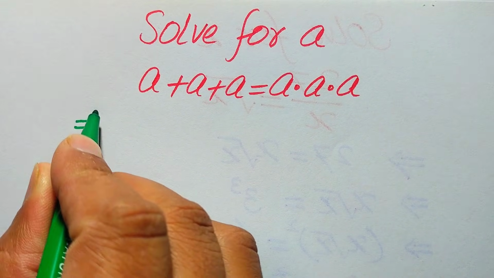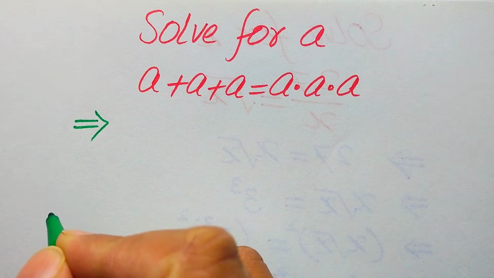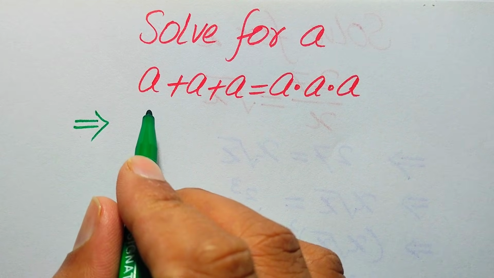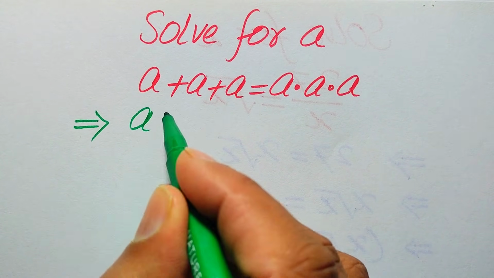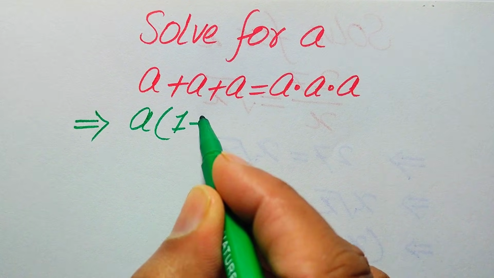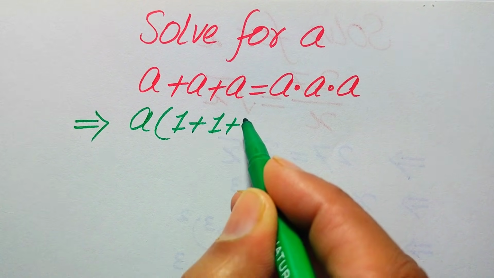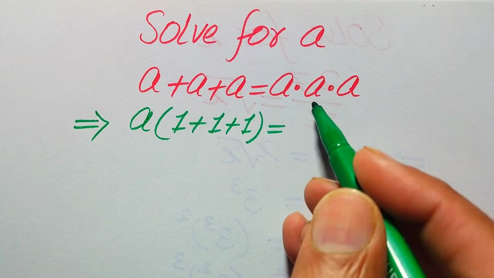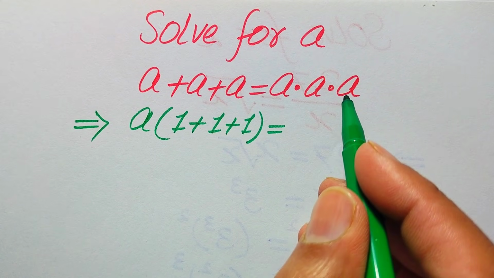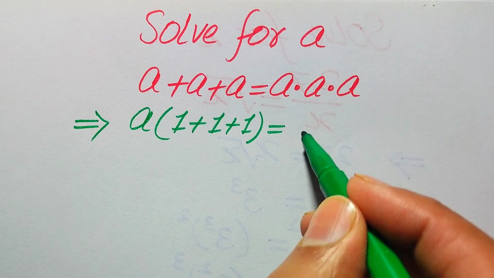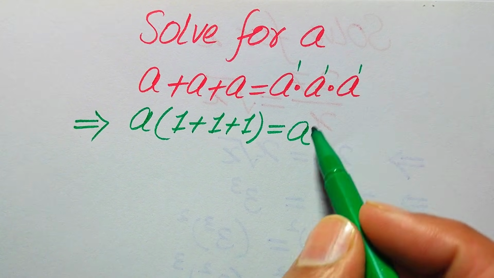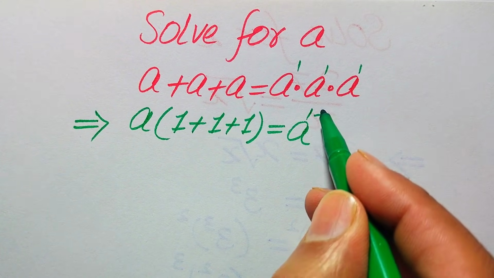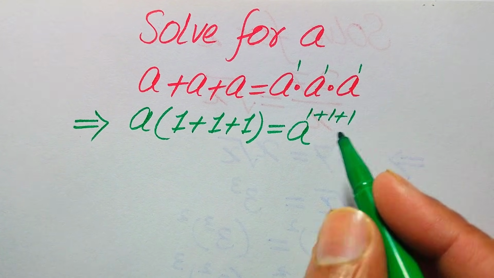And now we move towards the solution of this problem from the first method. Here you see that this a is added 3 times. So when we take a common from here, the remaining values are 1 plus 1 plus 1 is equal to, here you see that a is multiplied 3 times. So we use the exponential law, and the exponents of all of these 3 terms are 1. So it becomes 1 plus 1 plus 1.